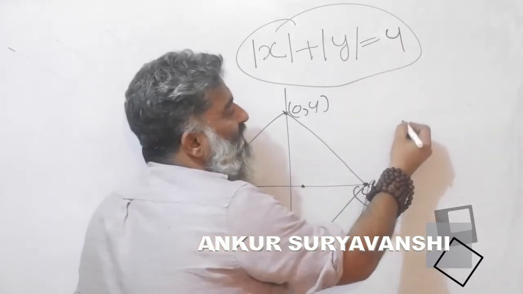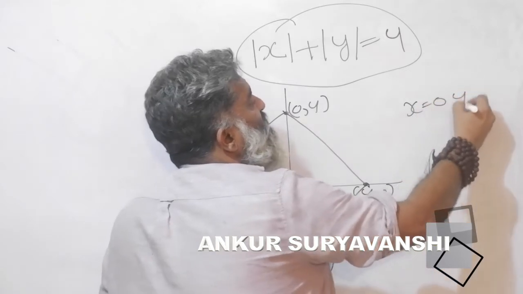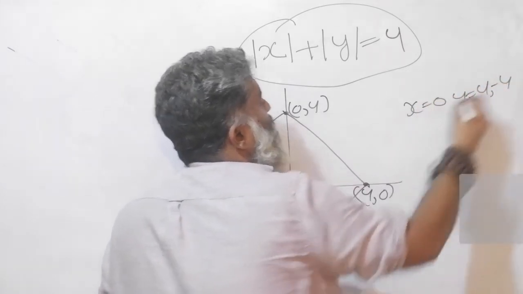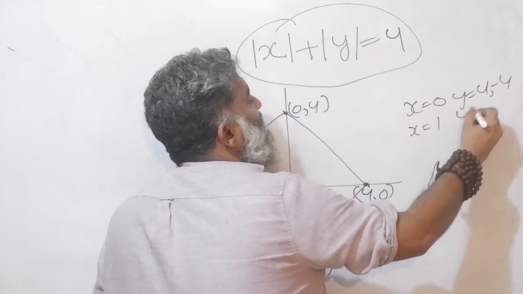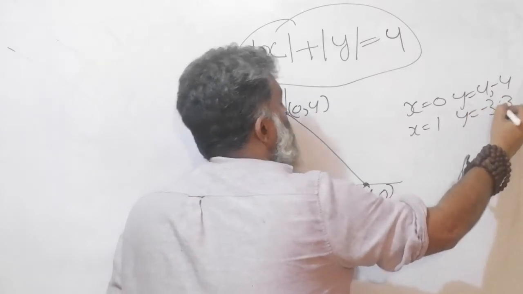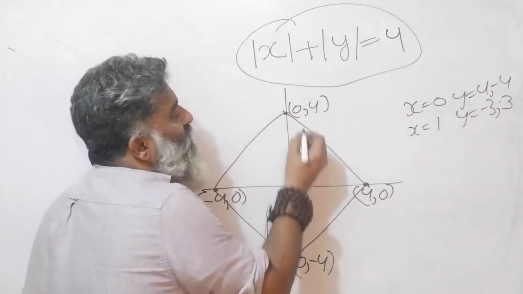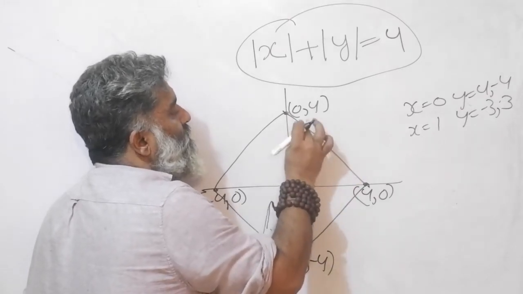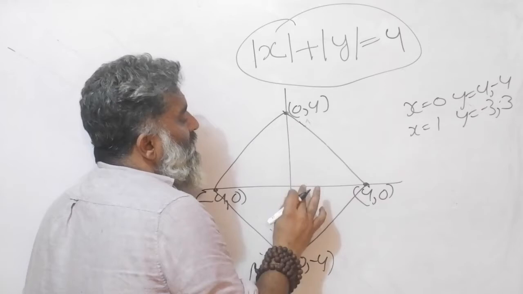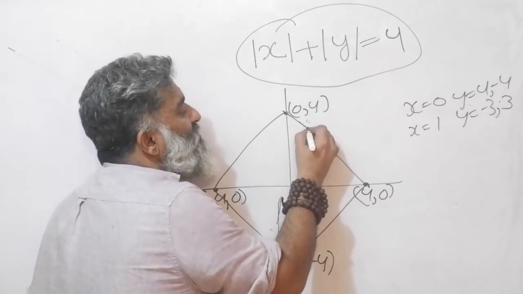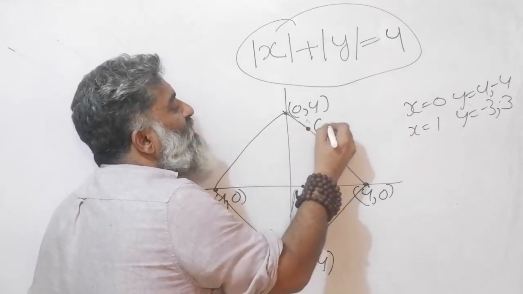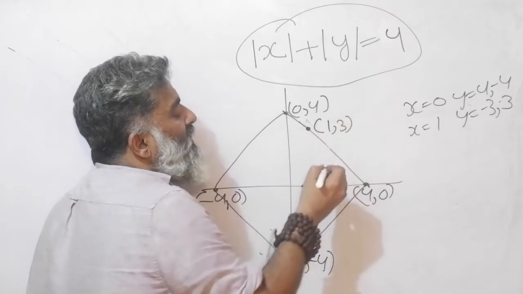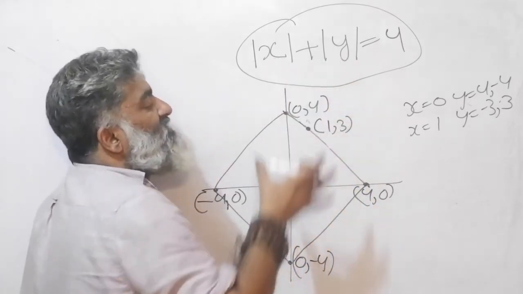What about the next point in the story? Because remember, we also have the table form, right? X is equal to 0, y is equal to 4 minus 4. X is equal to 1, y is equal to 3. So when x is equal to 1, y is equal to 3, so this coordinate is going to be (1, 3). This also satisfies the equation.